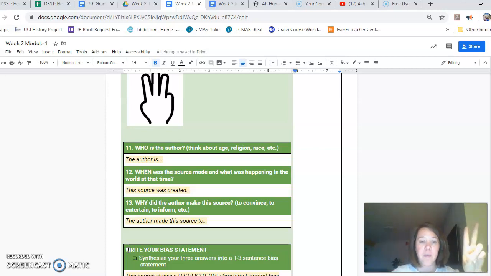Question 2. Question 12 here, but question 2. When was the source made and what was happening in the world at the time? The source was created, fill in the blank. Why did the author make this source? To convince, to entertain, to inform.